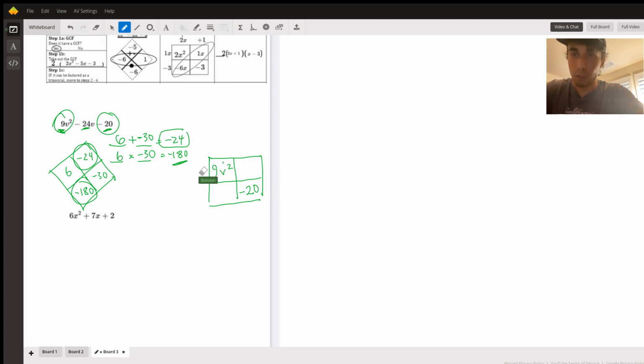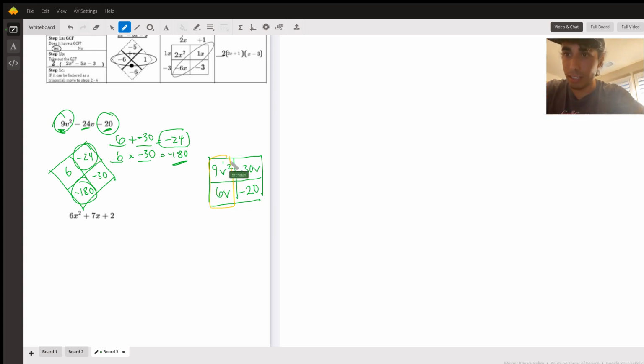And then those two numbers we found is what goes in the other two boxes. Don't forget to put the letter on them, so it'll be v in this case. So it'll be our negative 30v and a positive 6v. We're going to go through that same process. Columns, look at the greatest common factor. Same thing for the rows.